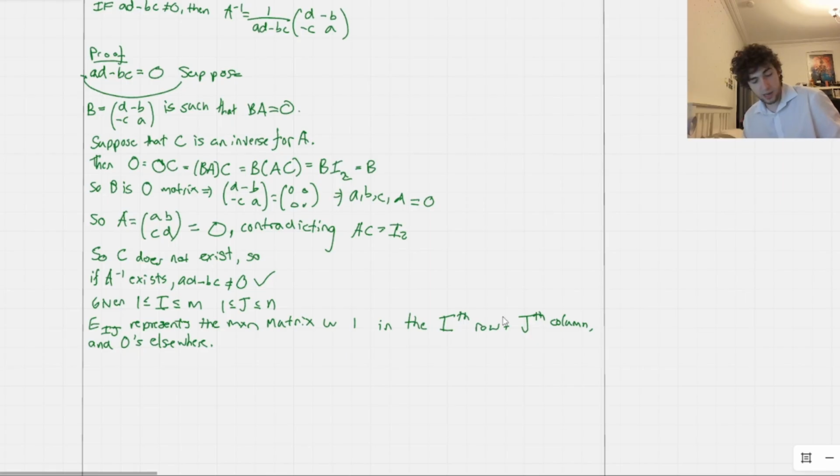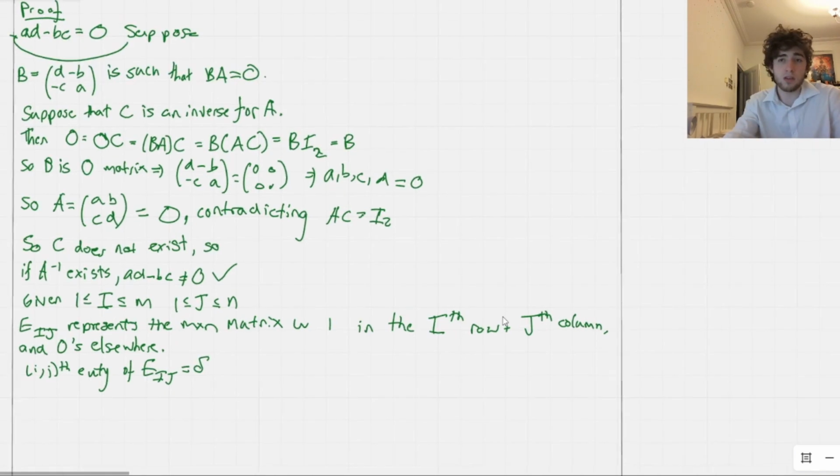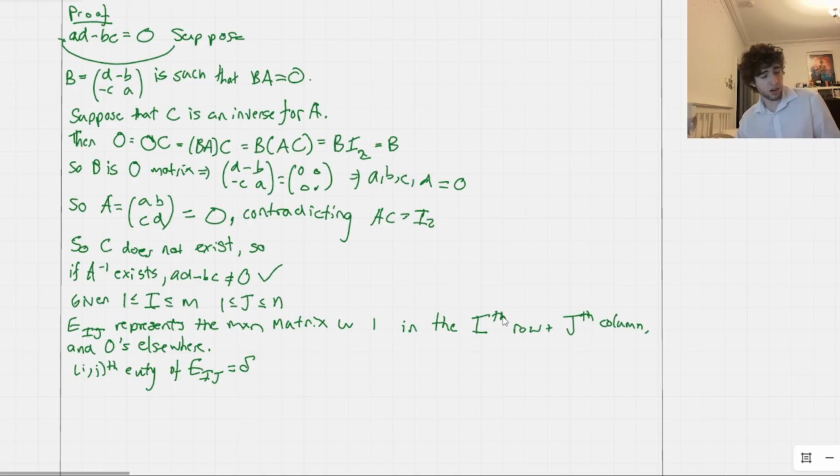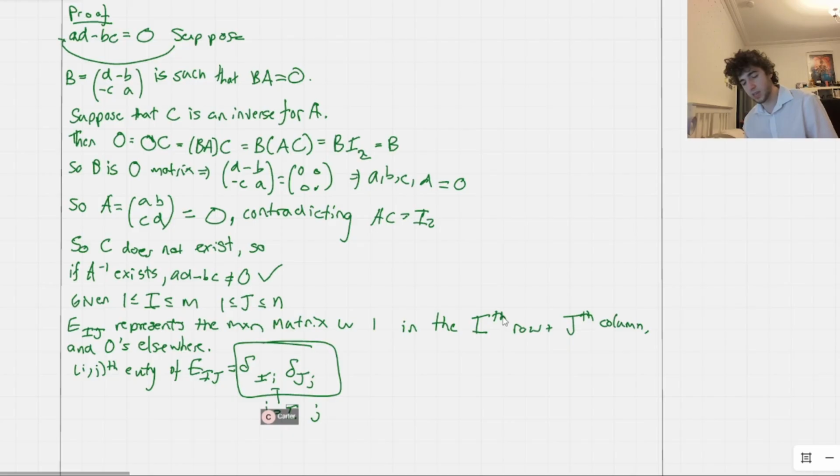What we can do is be a bit more specific about this. In general, the ijth entry of capital E subscript capital I capital J is given by this product here: the Kronecker delta, from the last video, so if you're not familiar with that, go and watch it again. Kronecker delta capital I lowercase i, multiplied by the Kronecker delta capital J lowercase j. The reason is that this will only ever return 1 if i is equal to capital I and j is equal to capital J. In every other scenario, it will return 0.